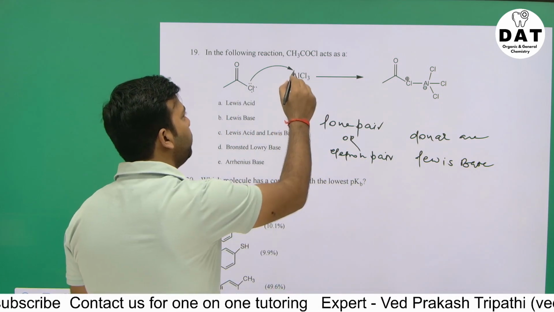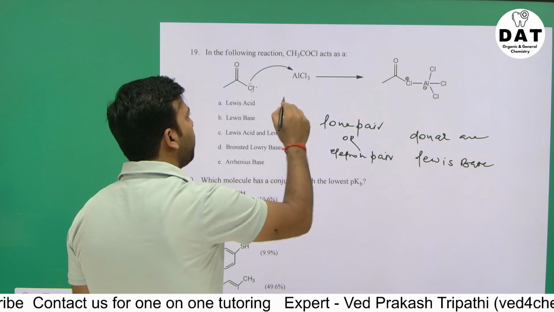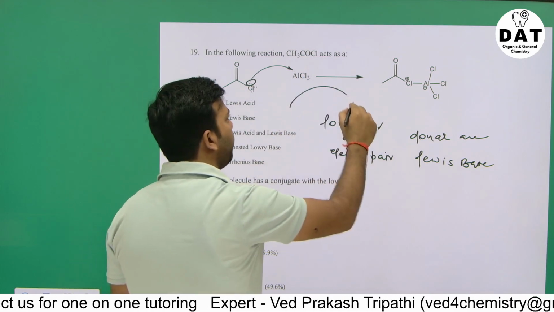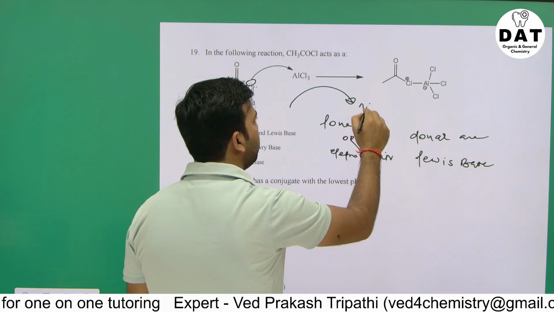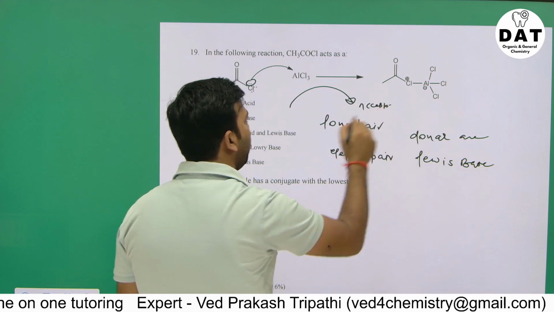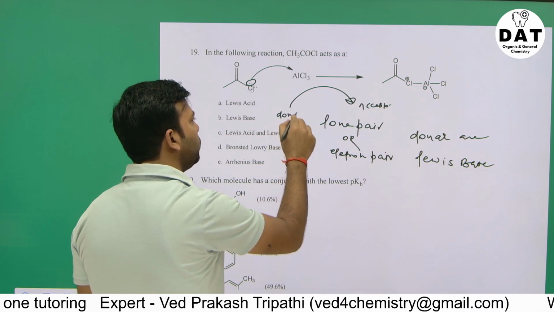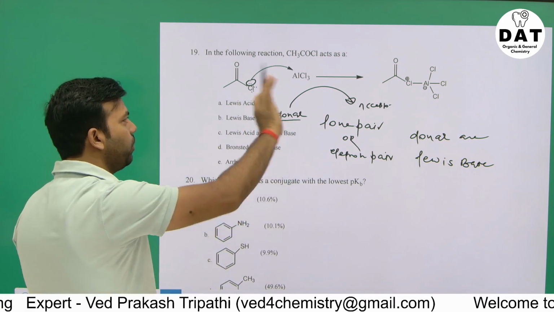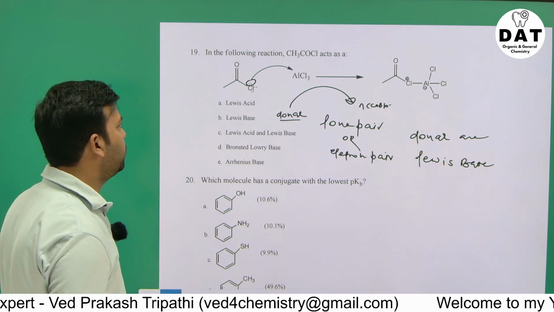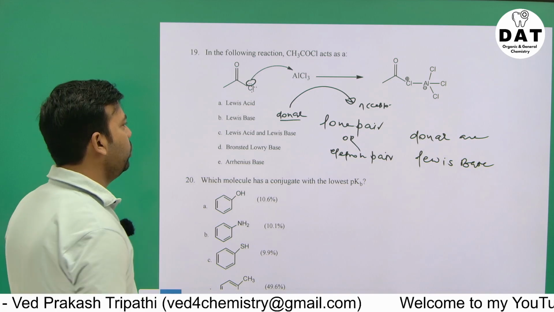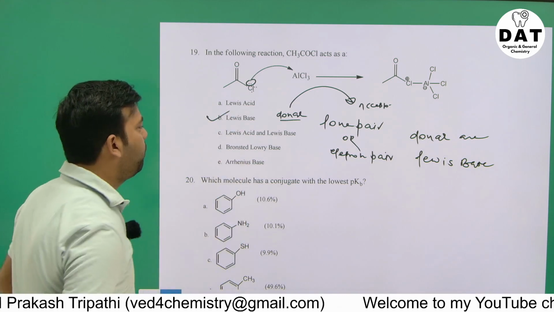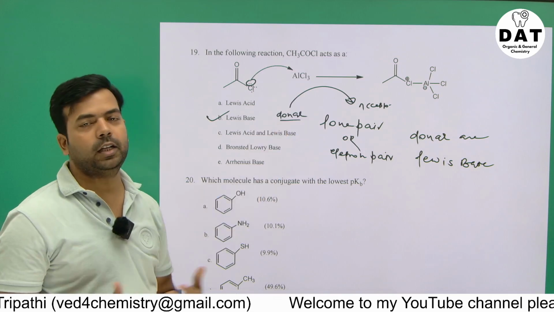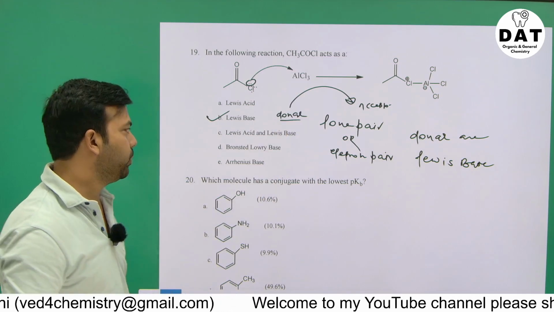So aluminium is an electron pair acceptor and chlorine is a donor, its lone pair is donating. Arrow is very important. Head means towards acceptor and tail means from the donor side. So chlorine is an electron pair donor. So this CH3COCl acts as a Lewis base here. Okay. If my question is asking which one is a Lewis acid, we will say AlCl3 because it is an electron pair acceptor.